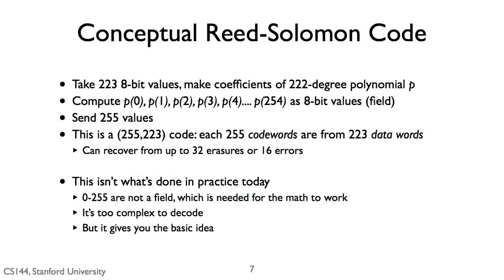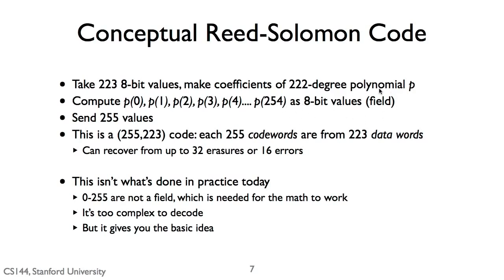So here's that conceptually. Let's take 223 8-bit values. We take our data, break it into bytes, take 223 bytes. We're going to consider those now the coefficients of a 222-degree polynomial p. We then compute p of 0, p of 1, p of 2, et cetera, as 8-bit values.